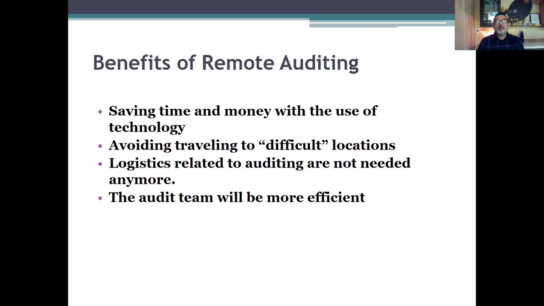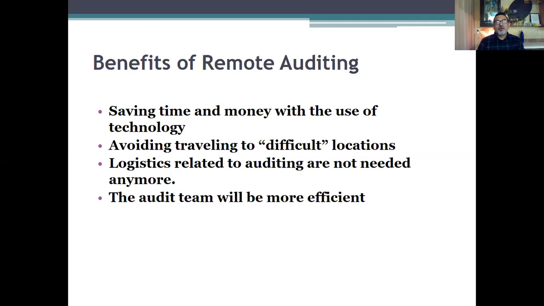Avoiding traveling to difficult locations. Some locations to audit can be difficult to access for many reasons. Maybe they are just in an isolated area, or strict permits are needed to get in. Even visas sometimes are required if audits are conducted internationally. With a remote audit, you avoid these difficulties. Logistics related to auditing are not needed anymore.